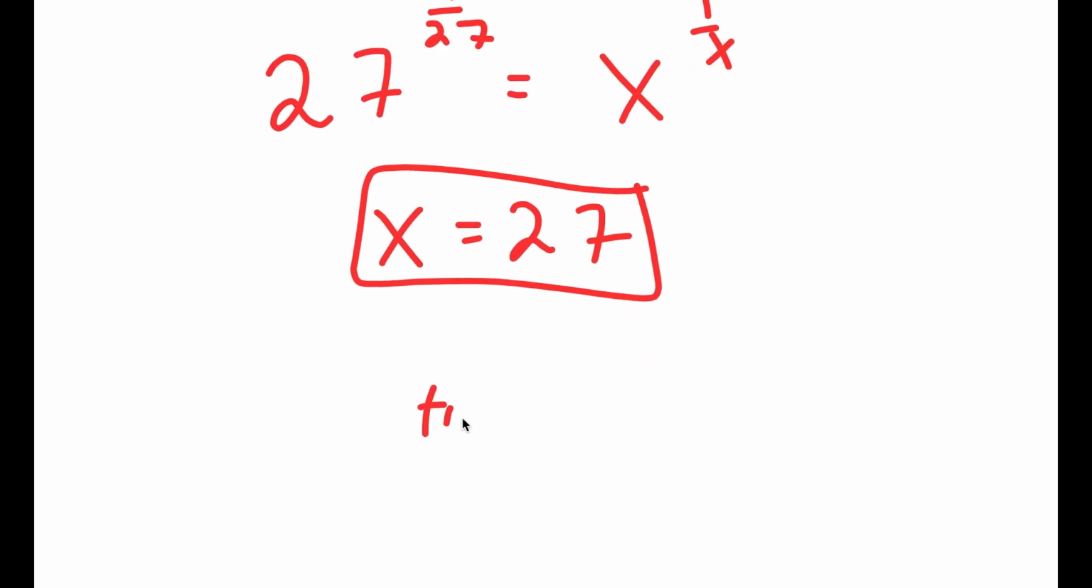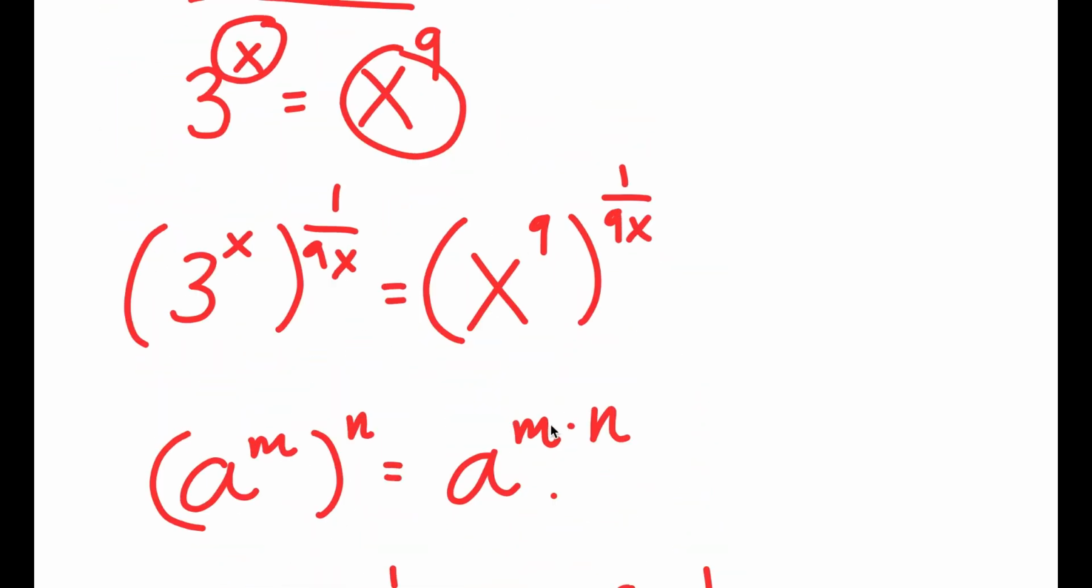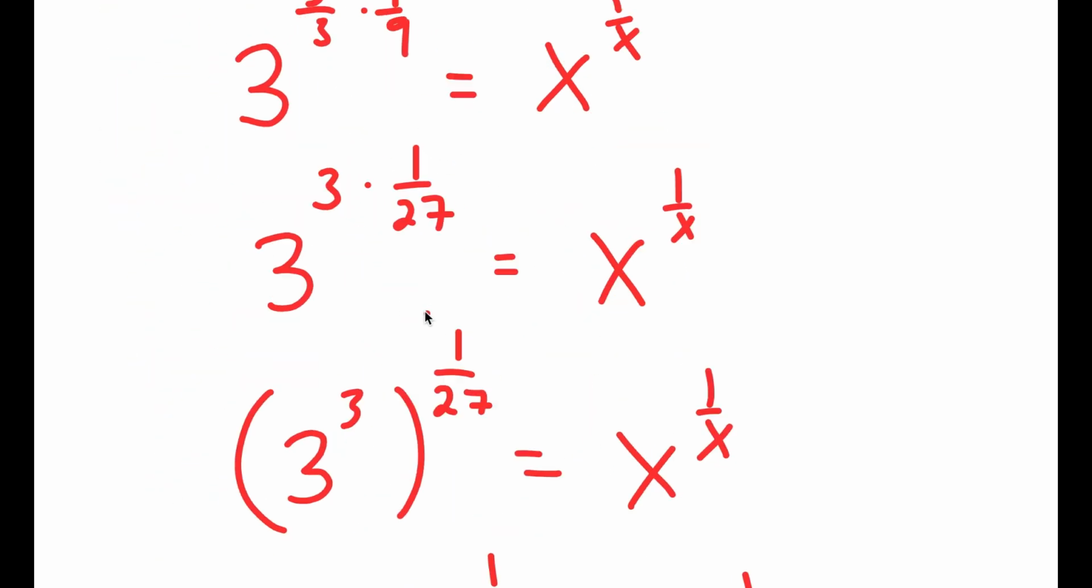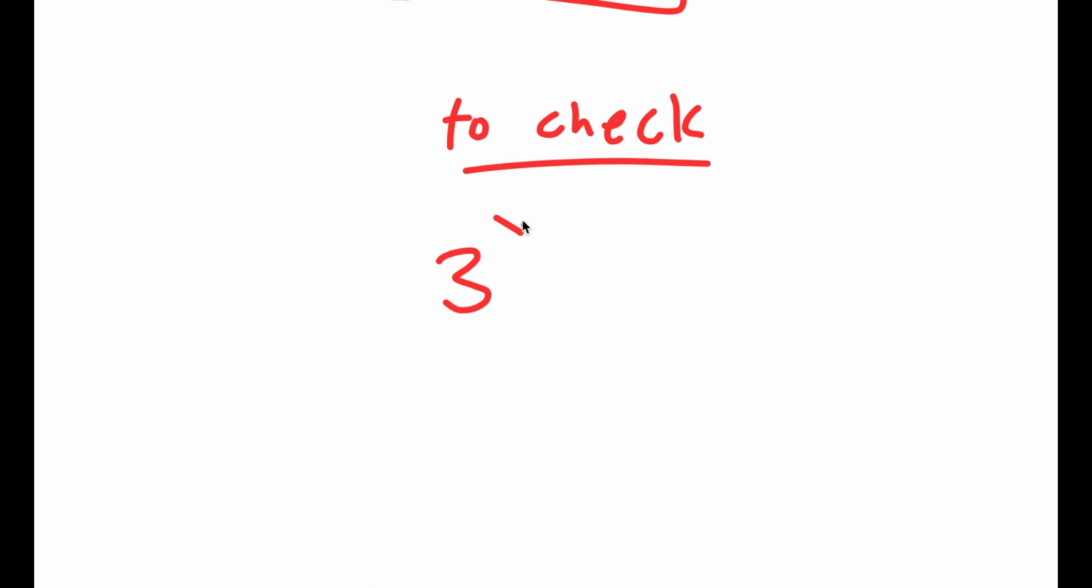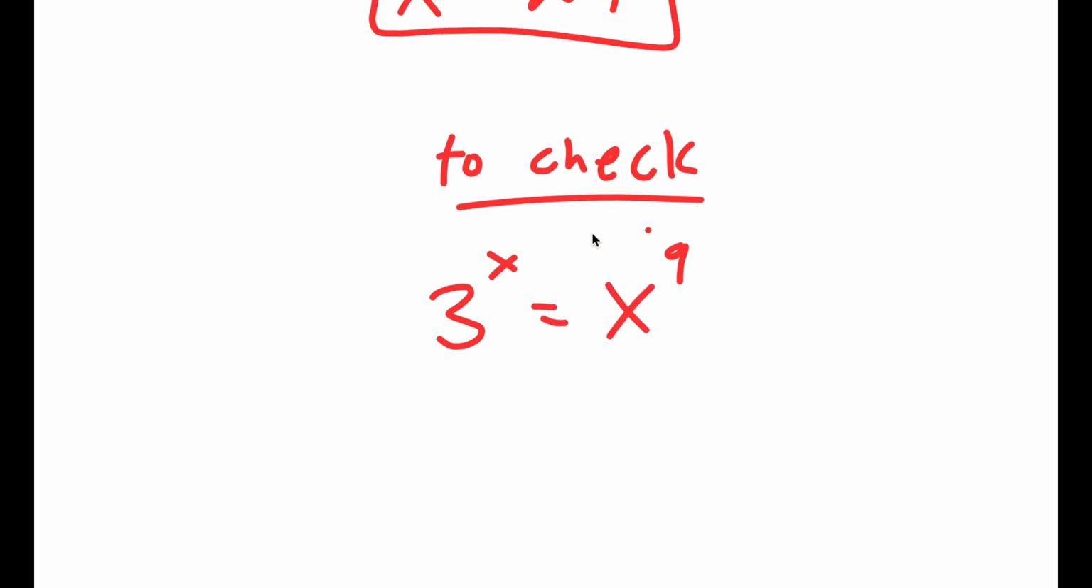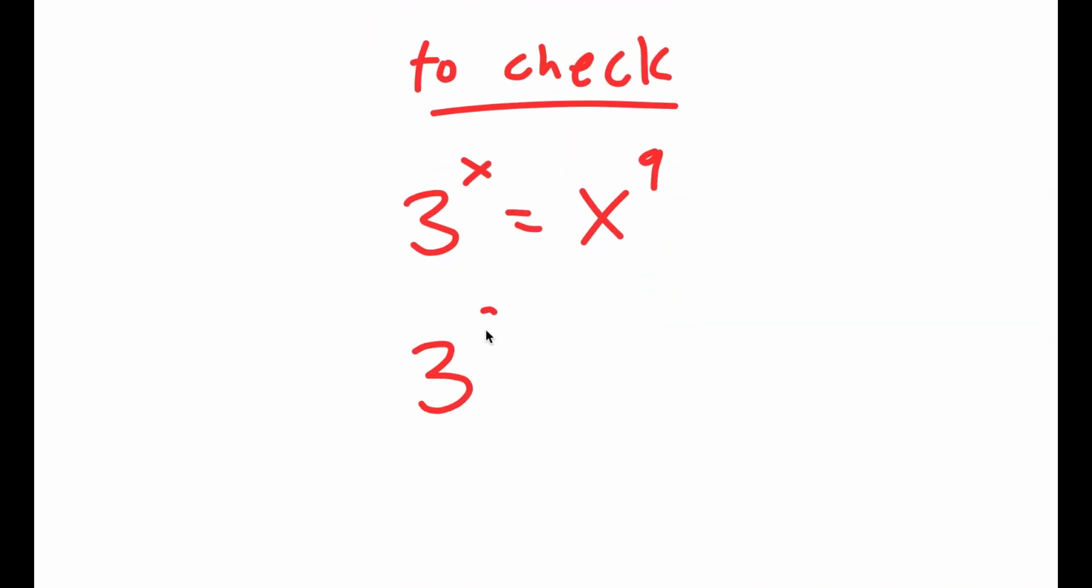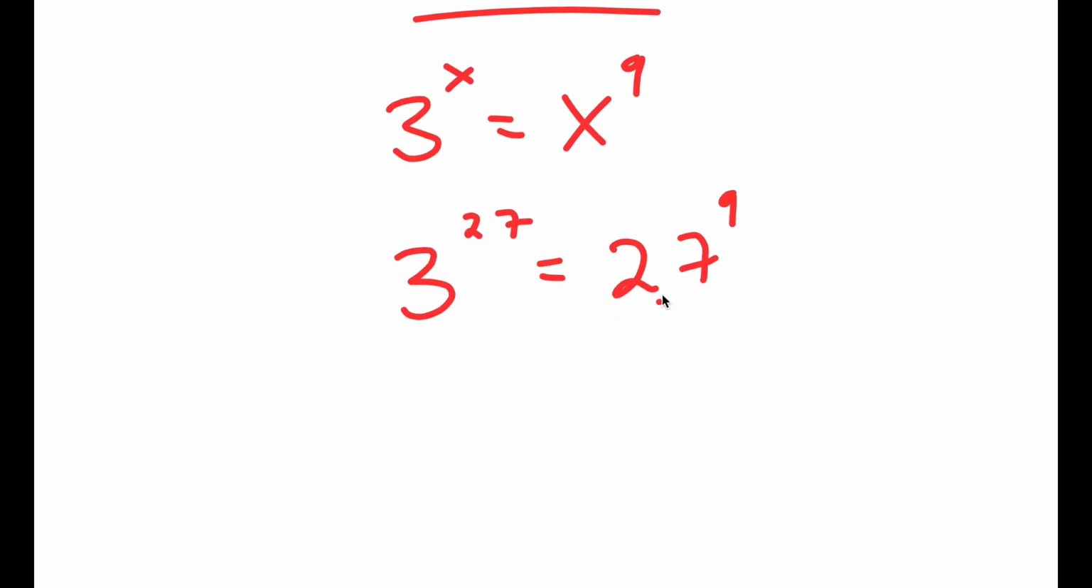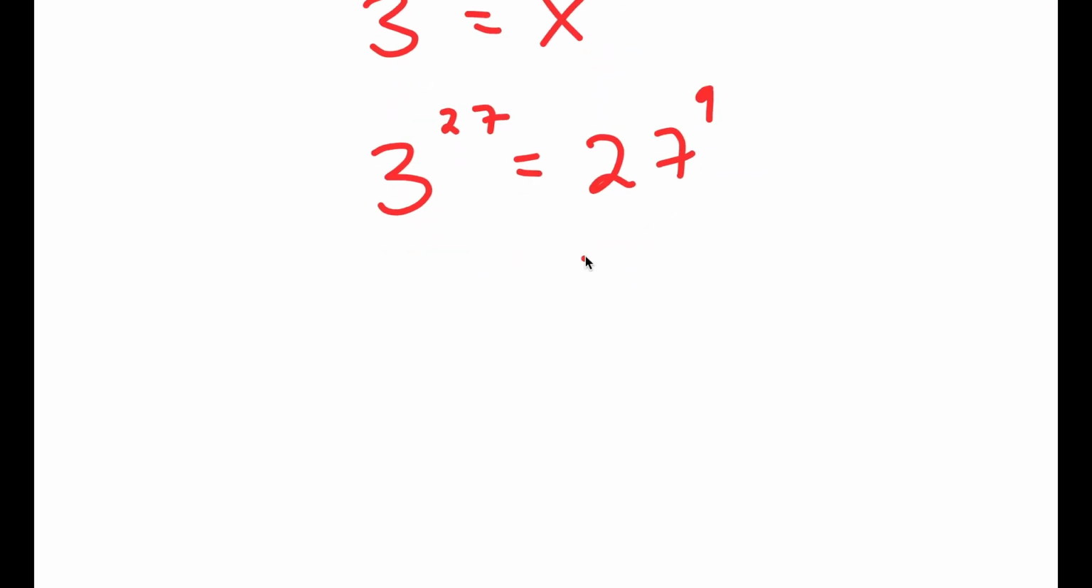So now to check, my original equation, going back, is 3 to the power of x is equal to x to the power of 9. Now x is 27, so I get 3 to the power of 27 is equal to 27 to the power of 9. Now both of these numbers are going to be extremely big, so we obviously can't solve for the exact number, but what we can do is put them in the same form by rewriting 27 as 3 to the power of 3, so I get 3 to the power of 3 times 9, which is equal to 3 to the power of 27.